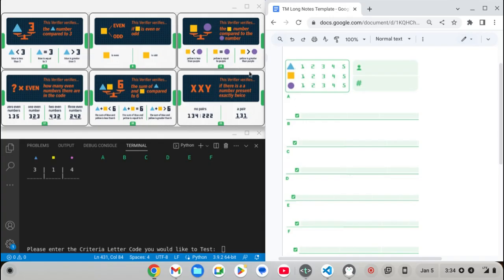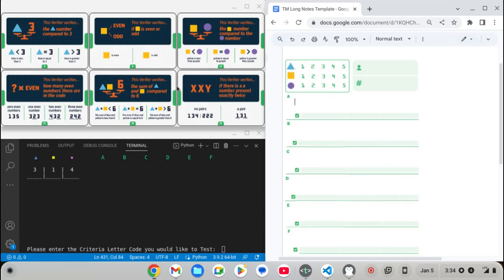Criteria card B will take a look at our middle digit, the square digit, and the Turing Machine will let us know whether it's an even digit or an odd digit. Criteria card C will take a look at our middle and last digits, square and circle, and compare them. So should the value of square be less than circle, should they be equal, or should the value of square be greater than circle? Criteria card D will take a look at our 3-digit solution, and the Turing Machine will let us know how many evens there are. Are there no evens? Is there a single even? Perhaps 2, maybe even all 3 are even.